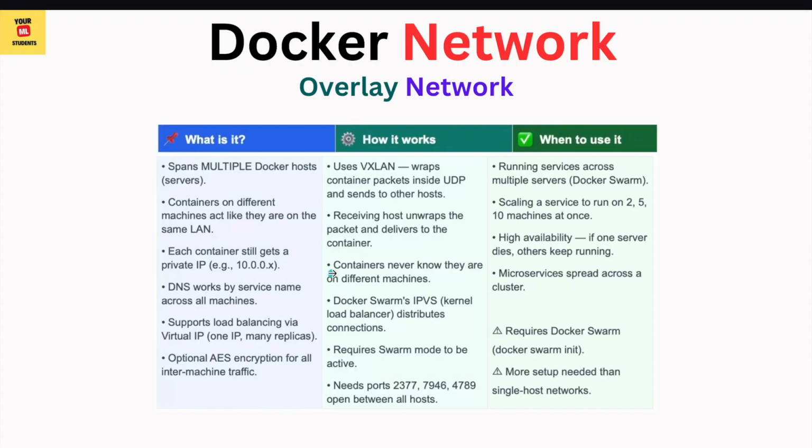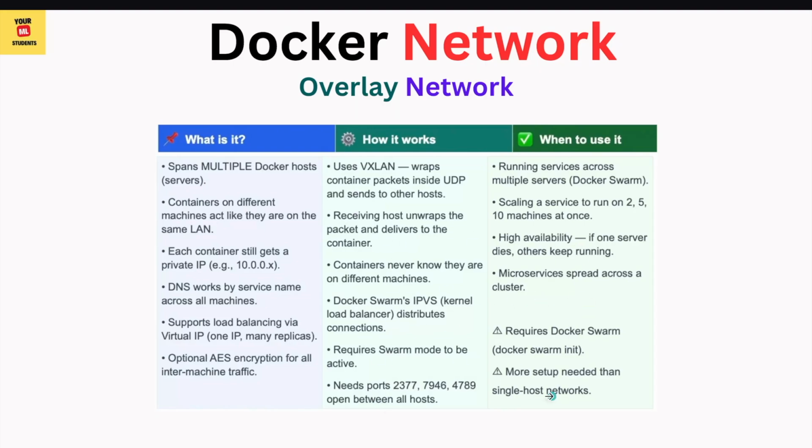Okay, and what is used? It uses VXLAN, which wraps the container packets inside UDP and sends them to the other host. This is a bit more technical. Like you can see, I am discussing Docker Swarm and all. Again, you can read it out. Docker Swarm and all we are not discussing in this course, but we will discuss it later on in this playlist. That's why I'm not discussing much about this overlay network.